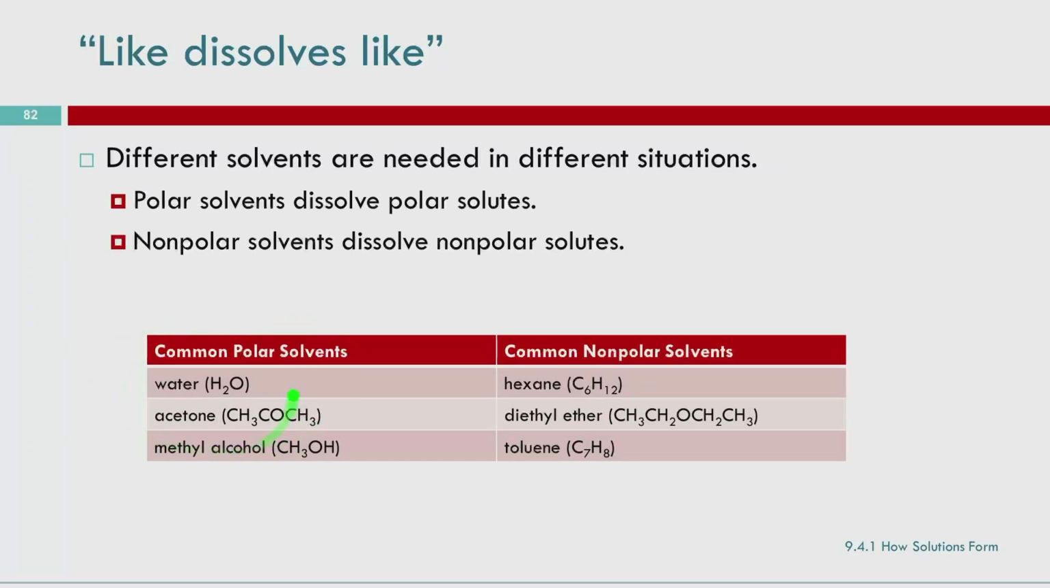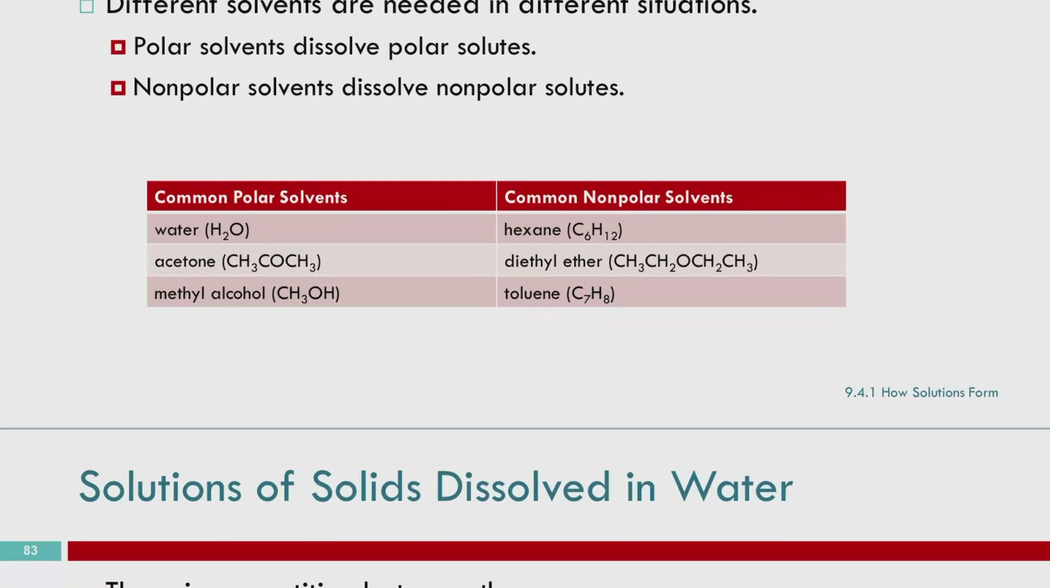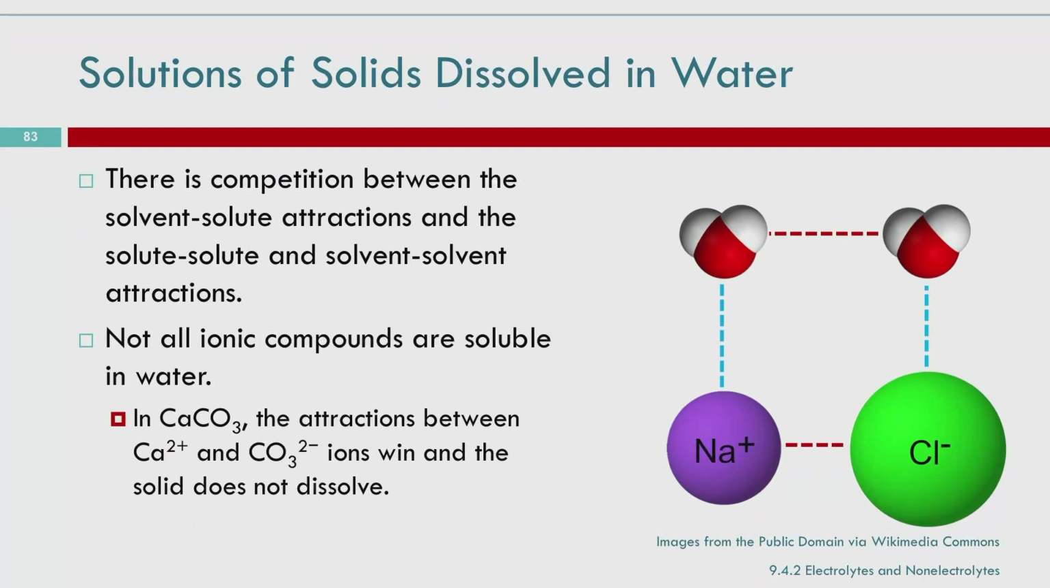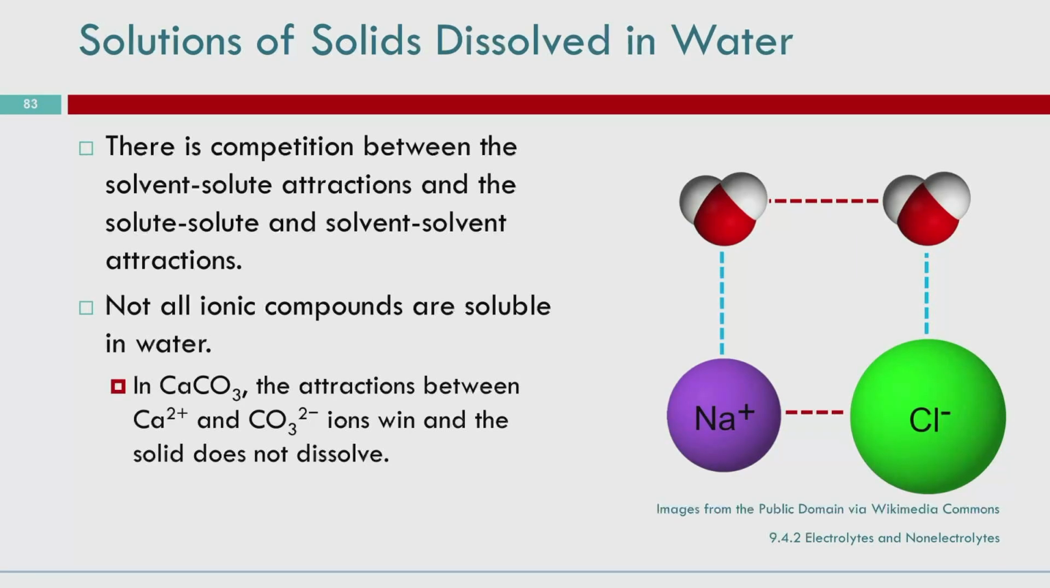Some examples of common polar solvents: water, acetone, methyl, ethyl, isopropyl alcohols. Some common nonpolar solvents: hexane, diethyl ether, toluene. The one that you should know here is basically just that water is a polar solvent. The way that dissolution works or doesn't work, if you add a solid, if it's an ionic compound, into a liquid, there's competition between the solvent and the solute. So in this case, we're looking at table salt.